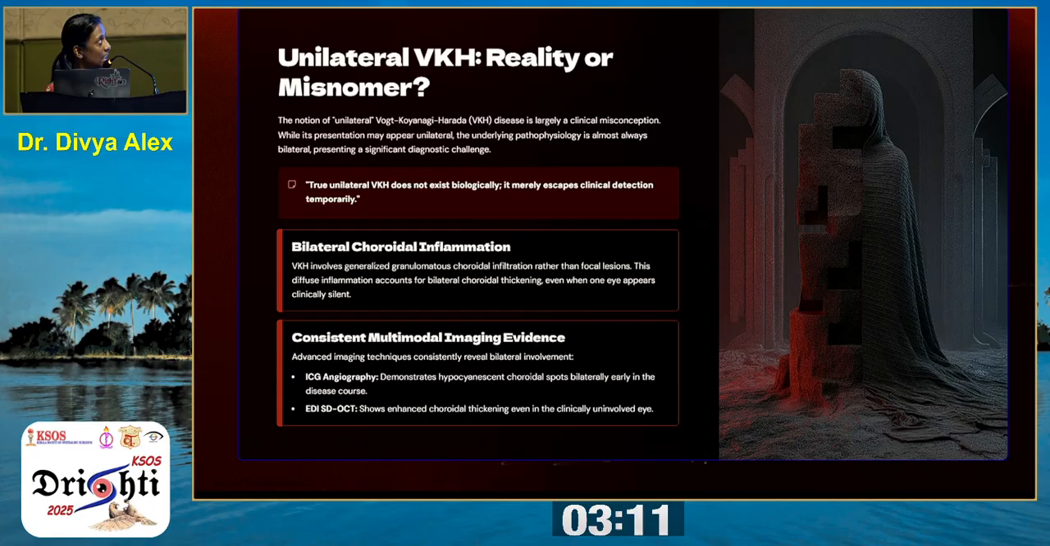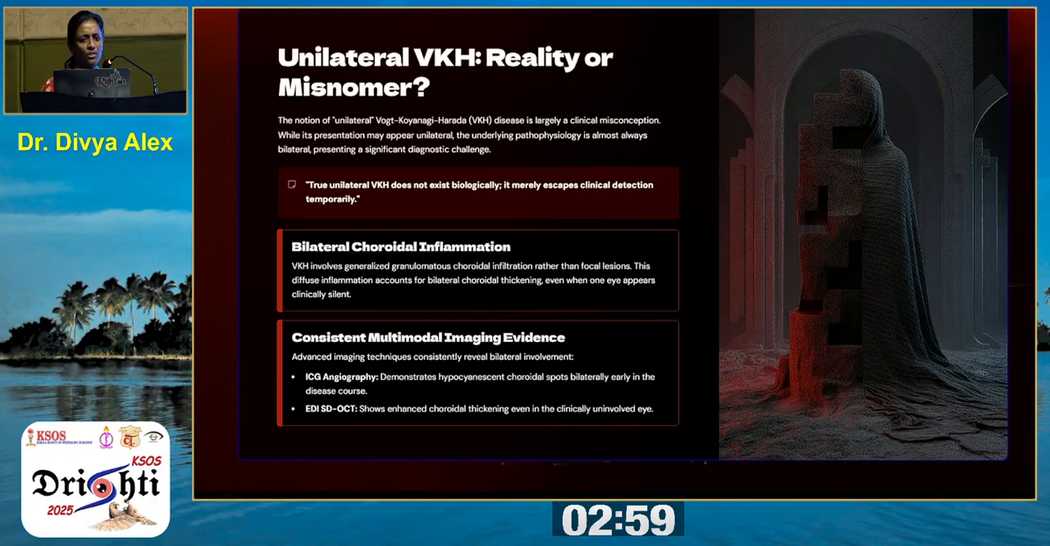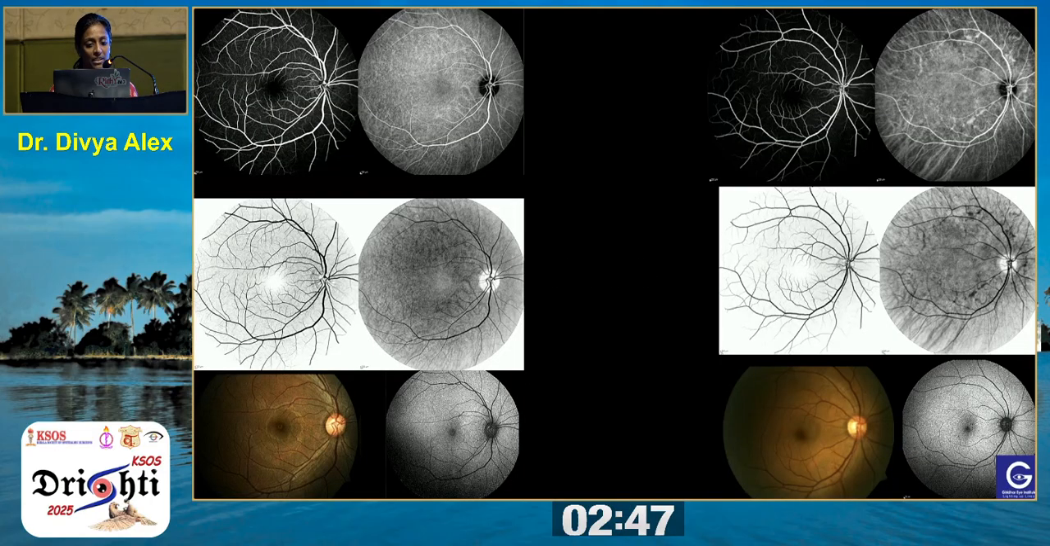So what in its presentation may appear to be unilateral, the underlying pathophysiology can be bilateral, presenting a significant diagnostic challenge. So these are two different cases. How can we tackle this diagnostic challenge? Only by careful scrutiny of the multimodal imaging. The two clinical cues can be ICG angiography and the EDI, enhanced depth imaging of the SD-OCT.